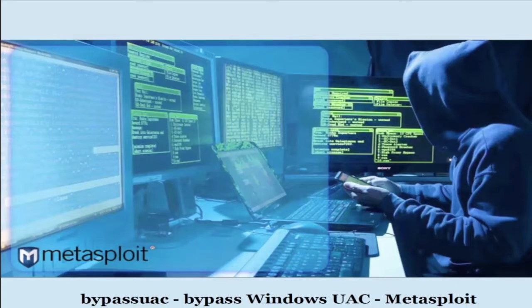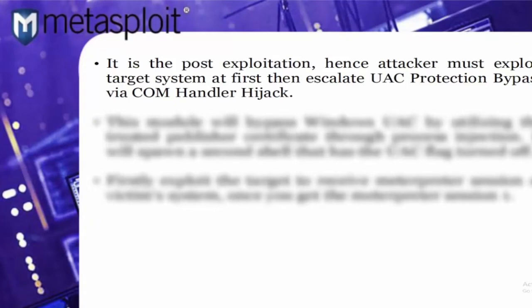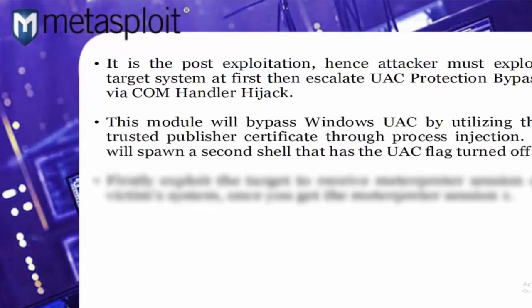Welcome. In this video we are going to bypass User Access Control, that is UAC, in a targeted system. It is a post exploitation, hence the attacker must exploit the targeted system first, then escalate with UAC protection bypass via COM handler hijack. This module will bypass Windows UAC by utilizing the trusted publisher certificate through process injection. It will spawn a second shell that has the UAC flag turned off.